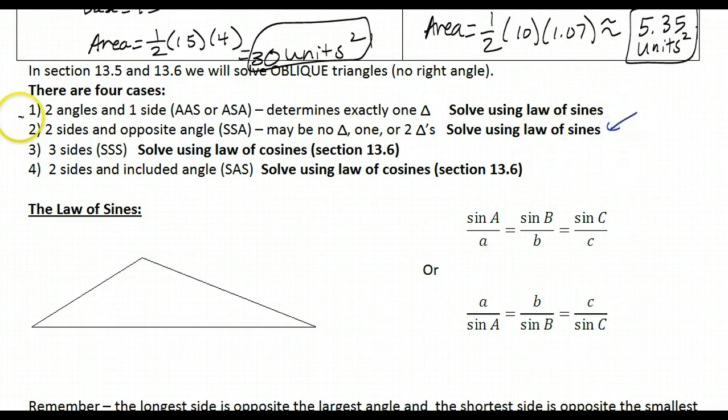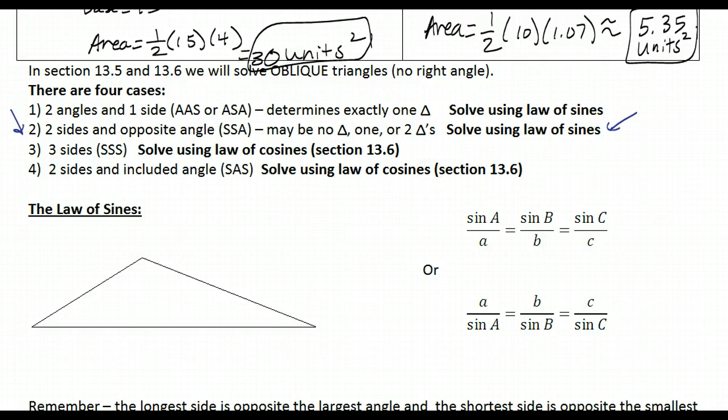and that is the hardest one. So that one we're going to do together in class, but I will make a separate video with that in case someone's absent. They can watch that on their own. And then if I'm given 3 sides or 2 sides and an included angle, we actually can use something called the law of cosines, which we're going to learn in section 13.6.